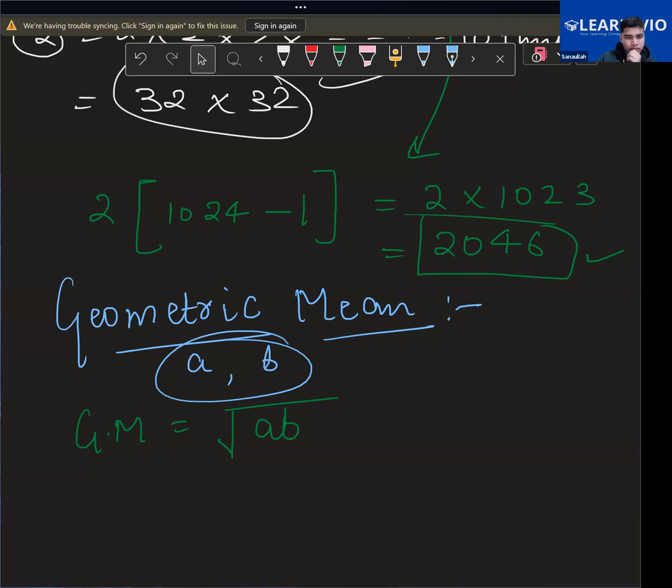Okay. Let me see if any question we can solve on this topic. Okay, let's move to example number 12.